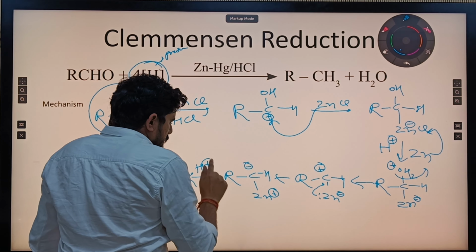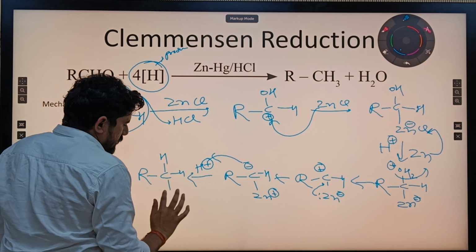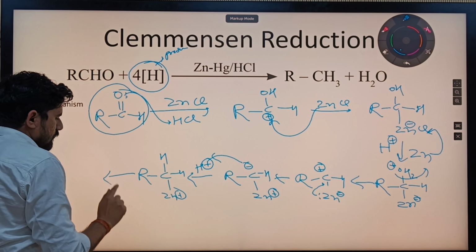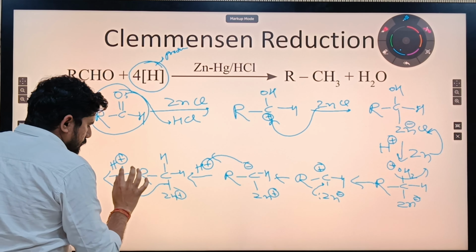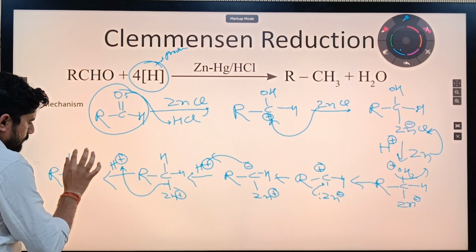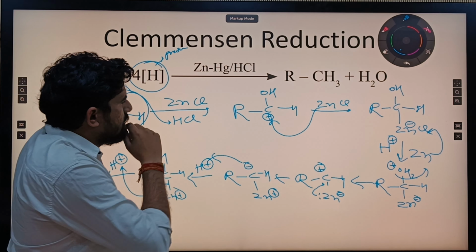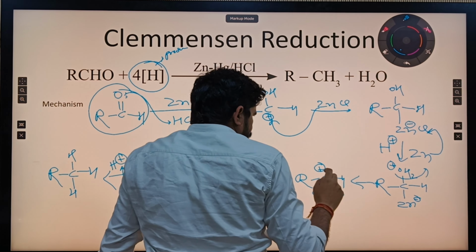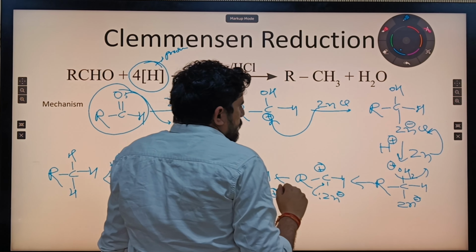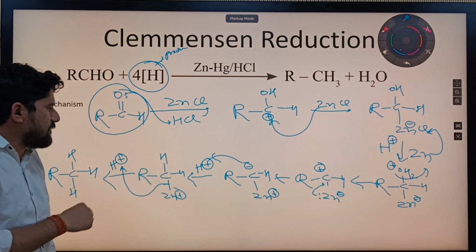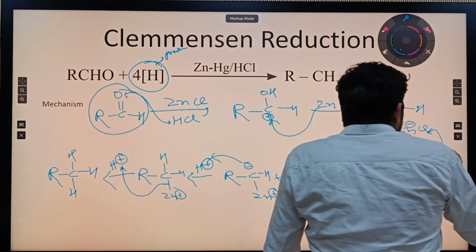So we have H positive in this reaction abstracted by the carbanion, and it is converted into a methylene group and zinc positive. Further, one H positive is replaced by the zinc positive, and we have the alkane in the reaction, or you can say as the product. If you can see in this reaction, the 4 protons will be used for the reduction of the aldehyde into alkane. So this is the simple mechanism. Let's move further.